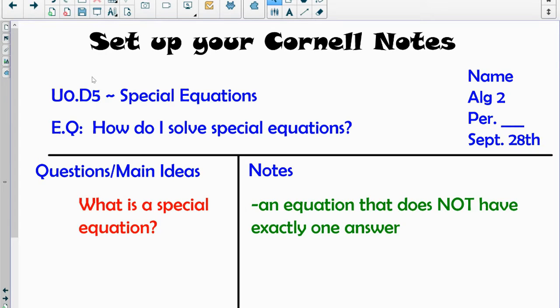Normally equations will have exactly one answer, like x equals 2 or y equals 5. But a special equation won't have exactly one answer. Let's take a look at what that means. If you need more time, press pause to finish writing down your notes, and then press play when you're ready to continue.